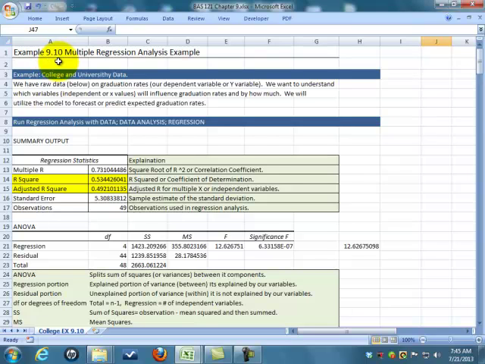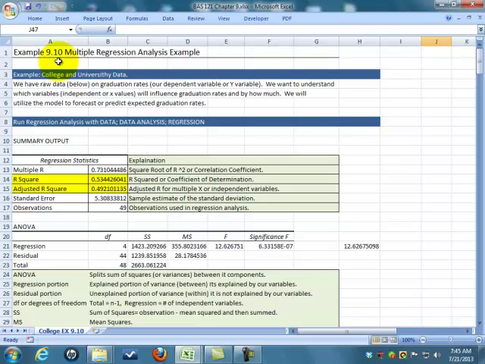So up until now we've been doing regression on a single independent variable. We've been trying to explain our dependent variable based on one independent variable. So for example, graduation rates based on the average SAT score, or time it takes to mow the lawn based on the length of the grass. What we're going to do now is take a look at multiple regression.